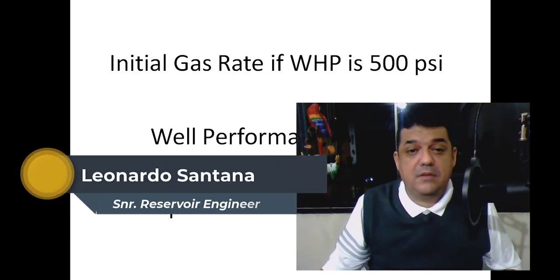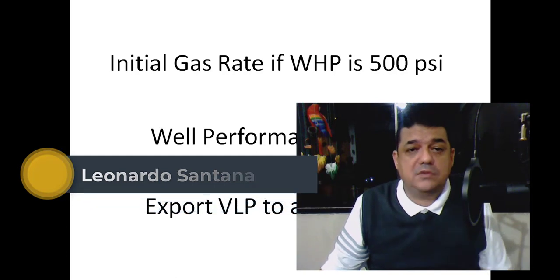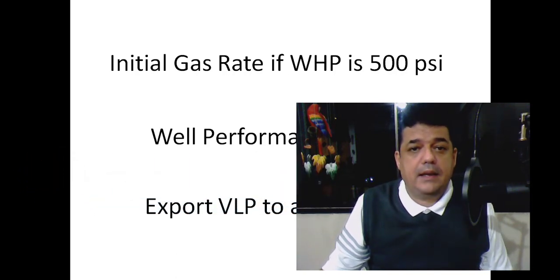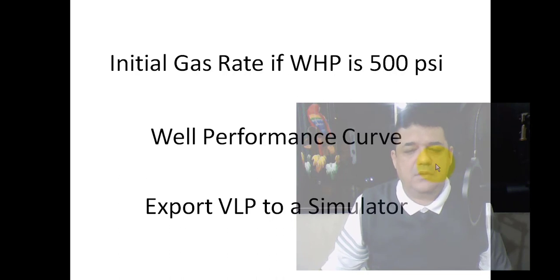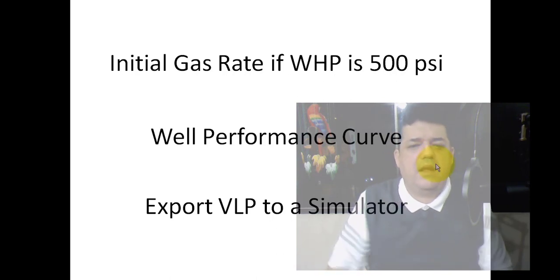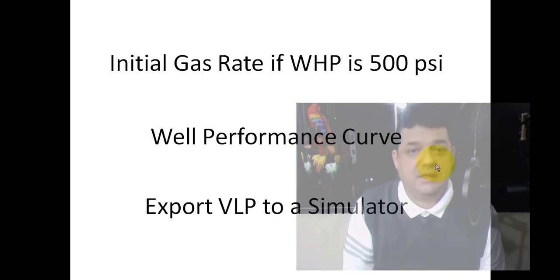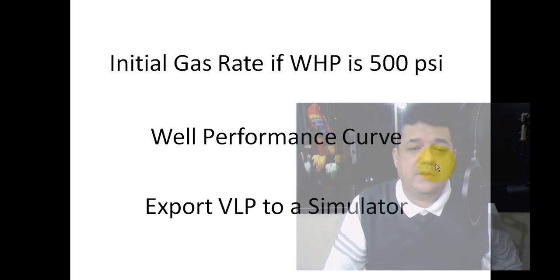In this first video of Prosper, we are going to learn how to set up a vertical gas producer well. And we will answer 3 questions for our production team. The first question is: what is going to be the initial gas rate if the wellhead pressure is 500 psi? The second question is: please provide the well performance curve of the well.